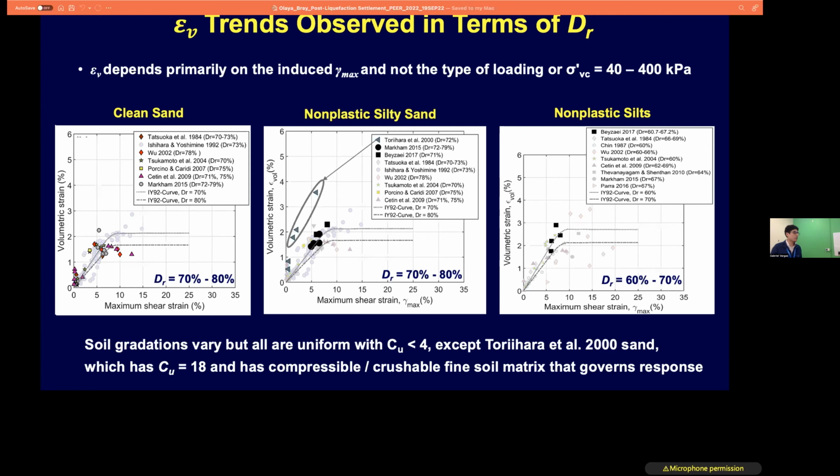And why is that difference? It's because these materials are silty sands that are well graded, so they have a coefficient of uniformity of 18. And they have a compressible and crushable fine matrix. That means that it's the fine matrix which controls the recompression of these materials. So our approach does not capture that behavior. We are actually limited to uniformly graded materials that are non-plastic. And if we move to non-plastic silts, again, we see the non-plastic uniform silts respond in a similar way to clean sands.